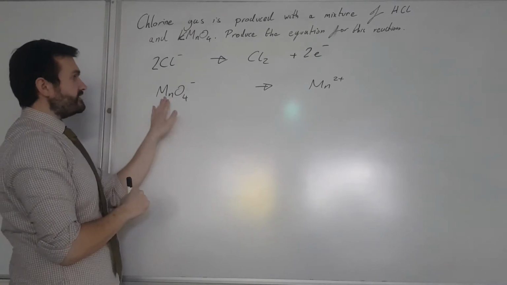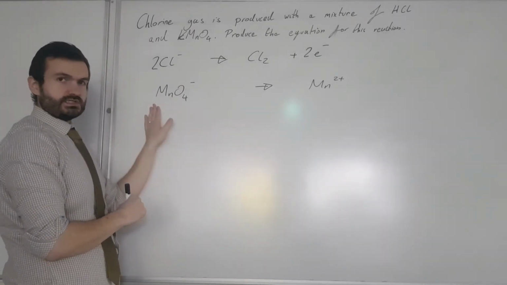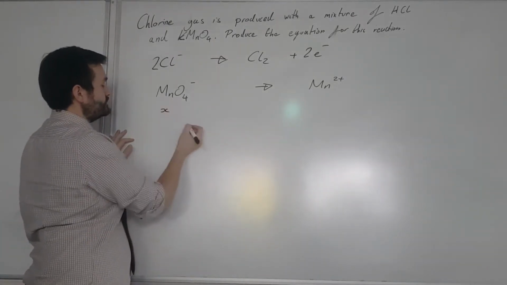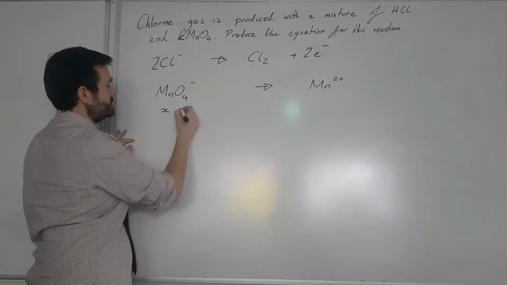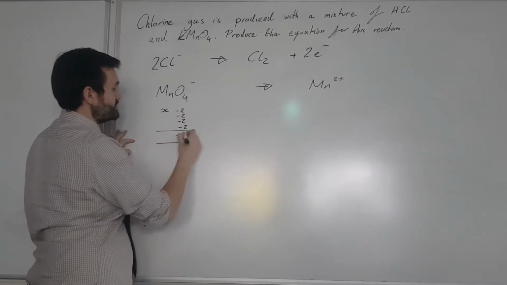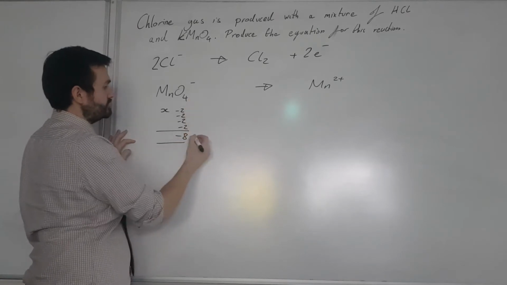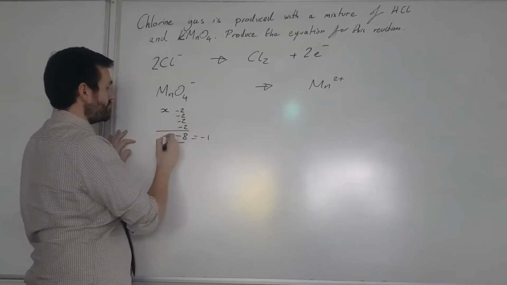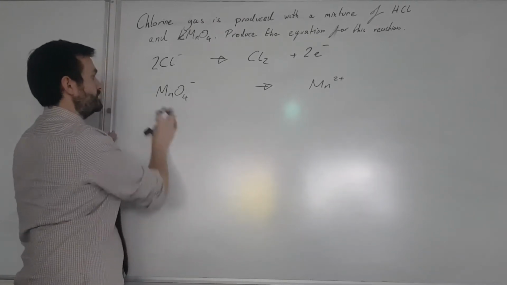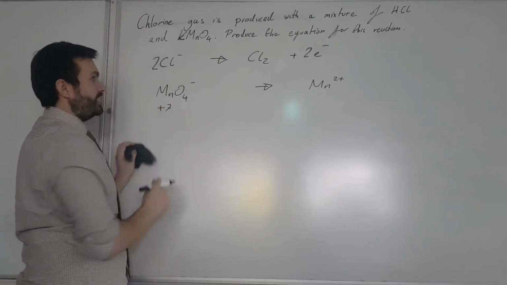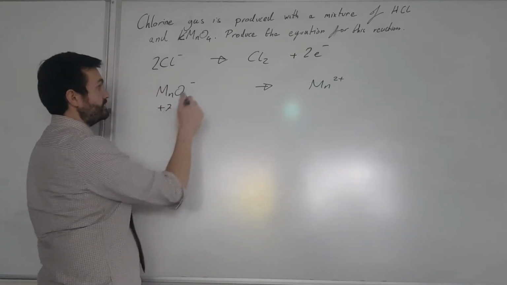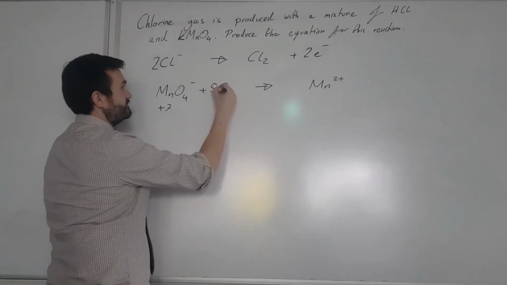On this one we have MnO4⁻, but we are only interested in the manganese. The manganese here, we do not know it. The oxygen is -2, and -2 four times comes to -8. Overall, it is -1, so X must be 7. That means our manganese is +7, and it goes to +2, or 2 plus. So we need to reduce this side by 5, so we can add 5 electrons onto this side.